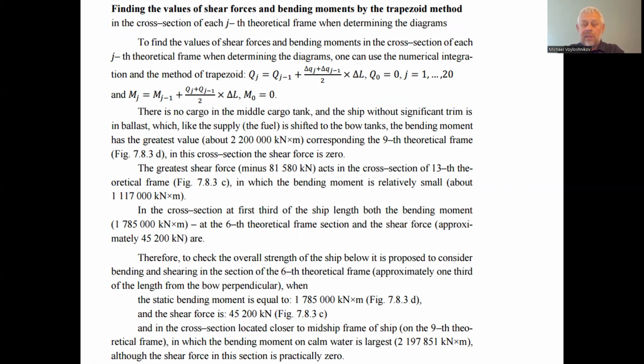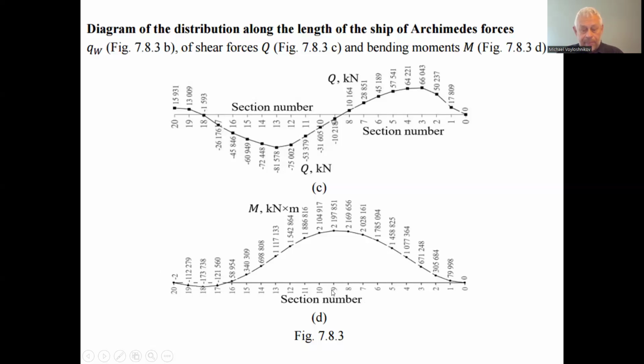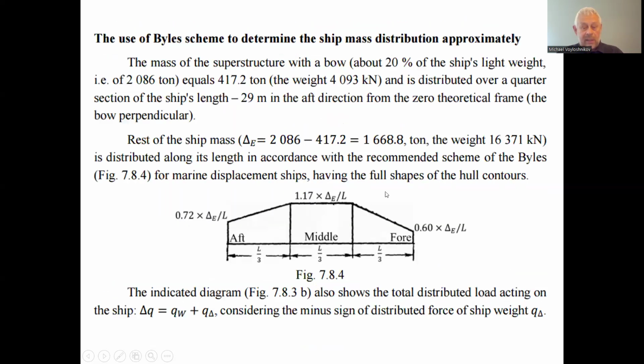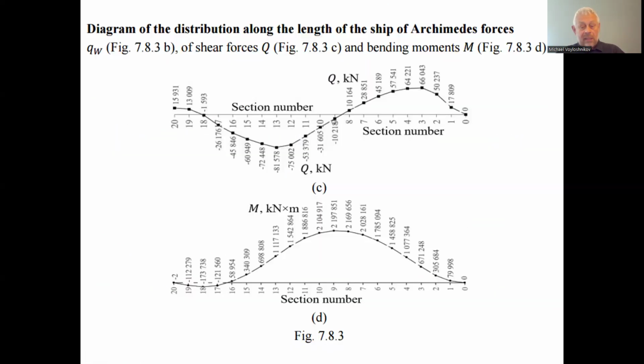The bending moment has the greatest value of about 2,200 kilonewton by meter, corresponding to the 9th theoretical frame on the figure. At the 9th theoretical frame, we have about 2,197,000, etc. So about 2,200,000 kilonewton by meter in the 9th theoretical frame, about the middle of the ship. In this cross section the shear force is 0. In the middle we have the 0 shear force as its characteristic distribution.